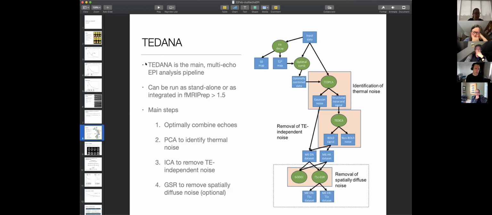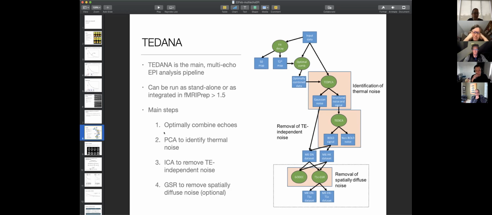So the Tedana pipeline itself can be run standalone on BIDS data, and it is integrated into fMRIPrep. I believe it's from version 1.5 and above. It may be 1.4 and above, but in the more recent versions. So at this point, I will say I have run this pipeline once. I have read through the documentation a few times, so please forgive me if I don't know all of the specific details and questions that you may have.